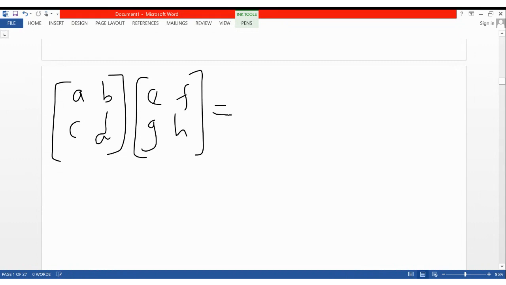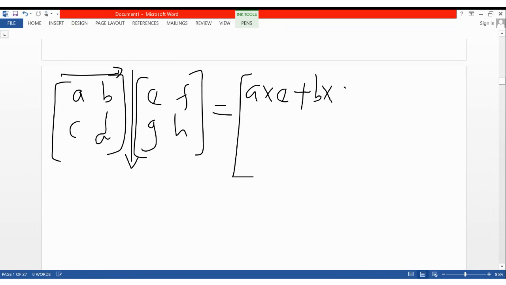You go like that, and then you go to the what? You go like that. A row, column. So you shall have A times E plus B times G. That's the first entry. The second entry, again, we shall have row column for the one that has F and H. So again, I'll have A times F plus B times H.